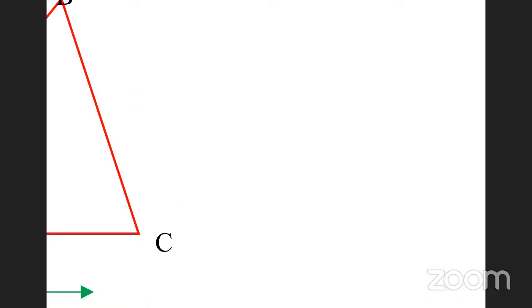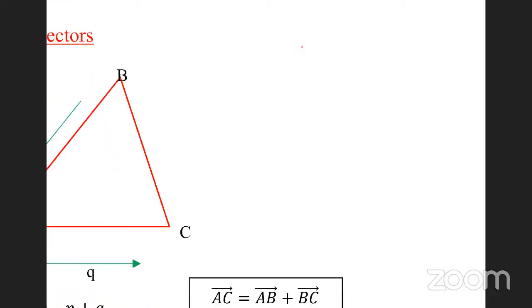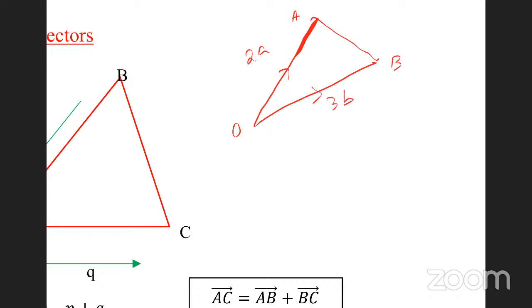Let me just create a new example. Suppose I gave you something like this. I gave you O, A, and B. And I said that OA is 2A and OB is 3B, right? How do we find that unknown vector A to B?